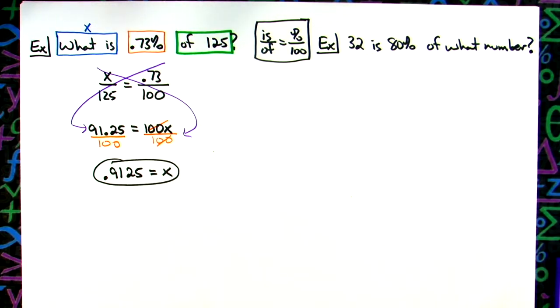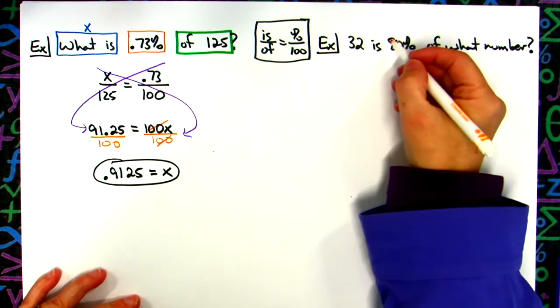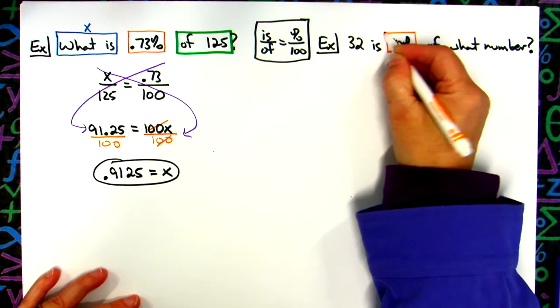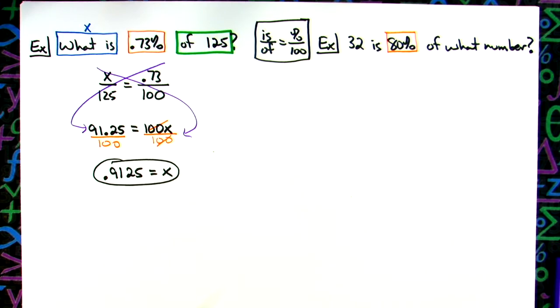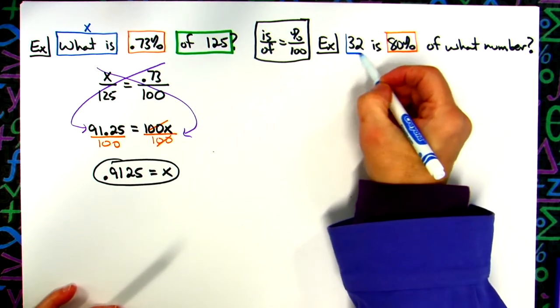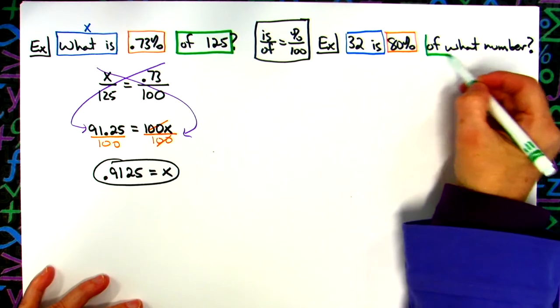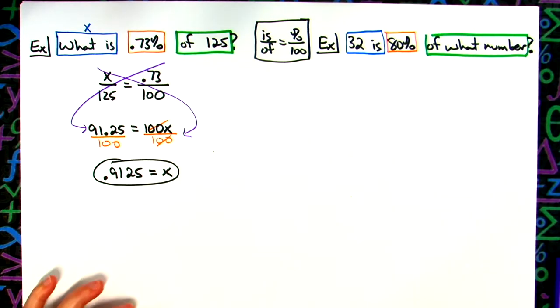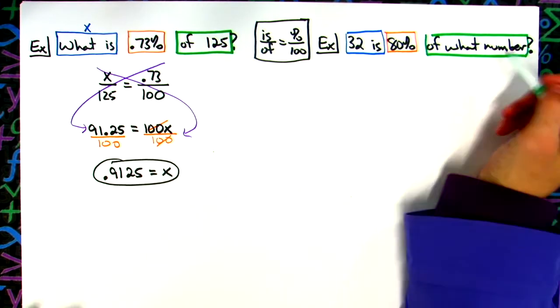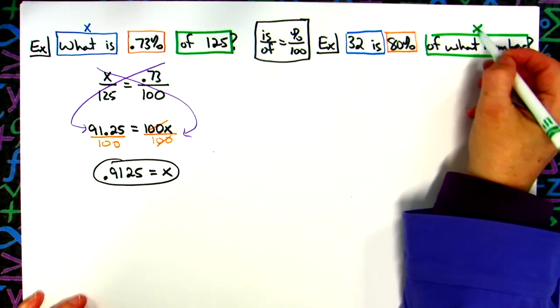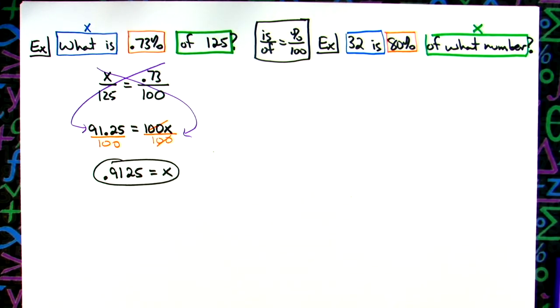Sometimes it will prevent you from making a mistake if you box that percent in first by itself. Okay, the 32 does get boxed in with the is. And then the of what number gets boxed in as well. Thank you. And then the of what number is the x. So by coincidence, we're finding the of number this time. So see, every time something is different. Every time the sentence is different, that proportion is going to look a little bit different.